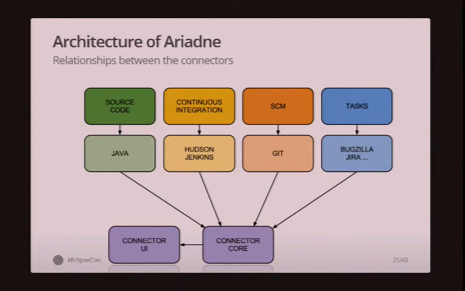So on top of those structures, there are various connectors that are populating them. So I have a connector for Java, a connector for continuous integration tools like Jenkins, Hudson. For the source code management, I have a connector for Git. And for the task management, a connector which will be able to harvest data from Bugzilla, Jira, etc. And then all that is plugged to the core connector, which is plugged itself in the user interface.